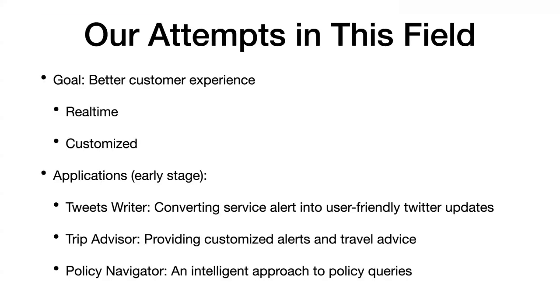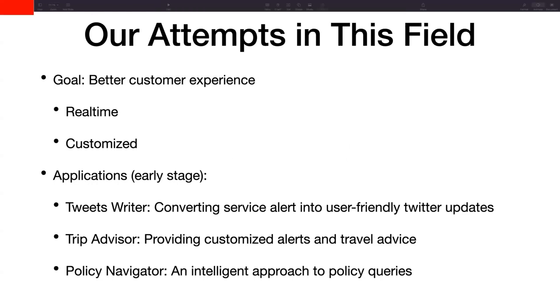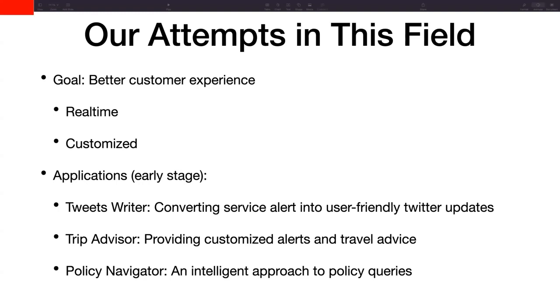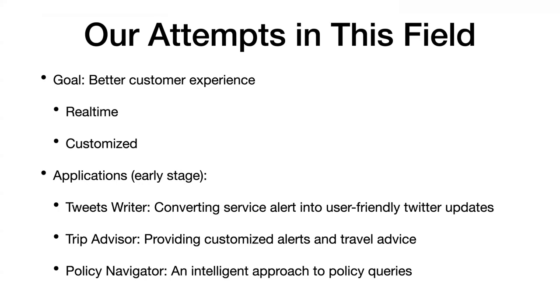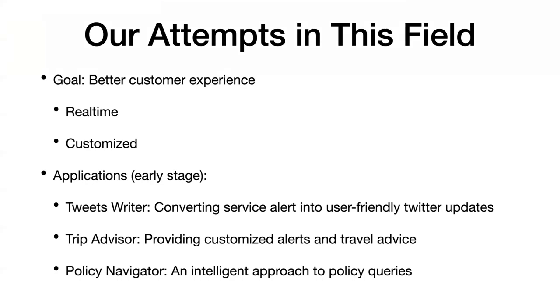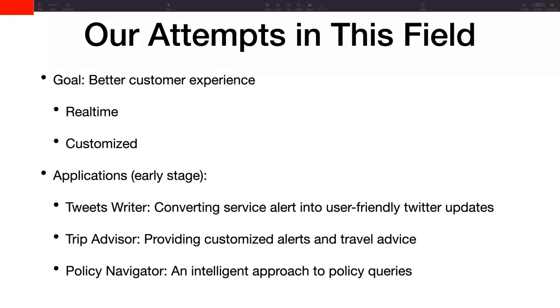So our attempt at applications in this field is to try to address those limitations. Here we put forward a scenario where we want to use a large language model for better customer experience, to give real-time and customized answers based on the user's query. There will be three applications. They are at a pretty early stage, but they can give us an idea of how large language models can be used: the Twist Writer, the Trip Advisor, and the Policy Navigator.